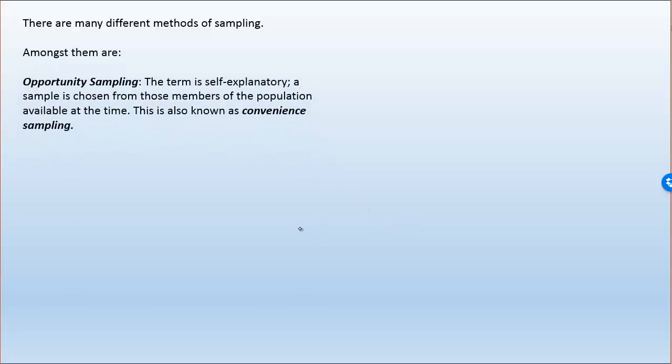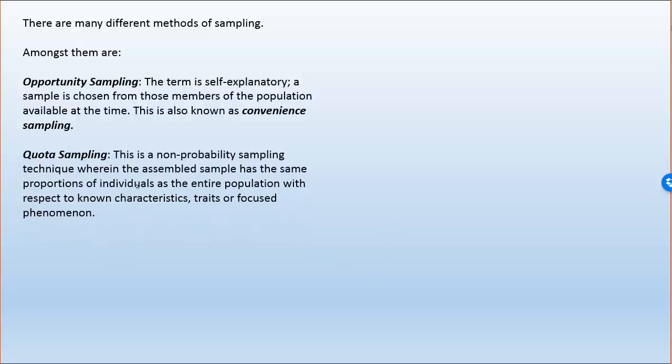Selection of samples. There are many different methods of sampling. Amongst them are opportunity sampling. The term is self-explanatory. A sample is chosen from those members of the population available at the time. This is also known, for obvious reasons, as convenience sampling.